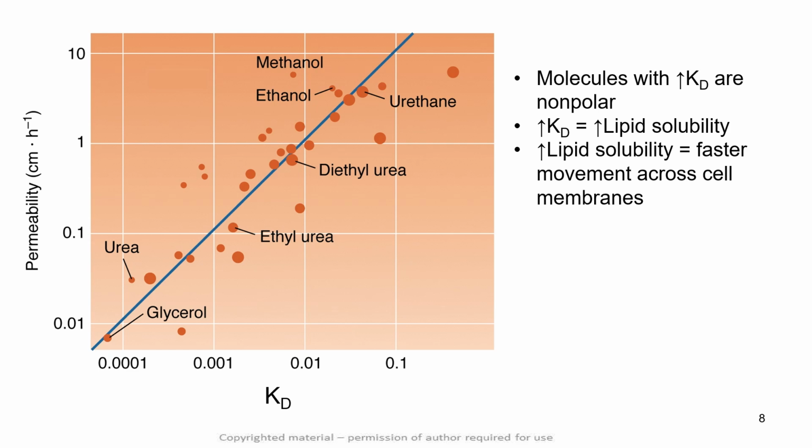This graph shows the relationship between the partition coefficient Kd on the x-axis and permeability on the y-axis. Note that permeability is measured as distance traveled per hour. Larger numbers on the scale indicate faster speeds, just like miles per hour in a car. As you can see, compounds with larger Kds can move through the membrane more quickly.